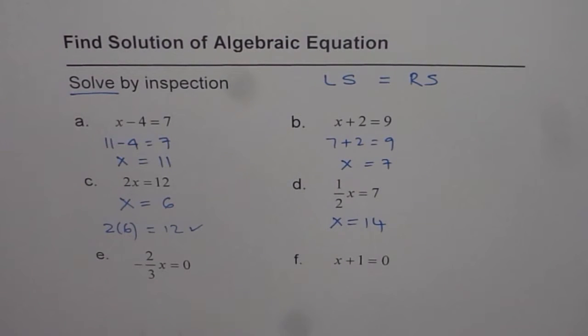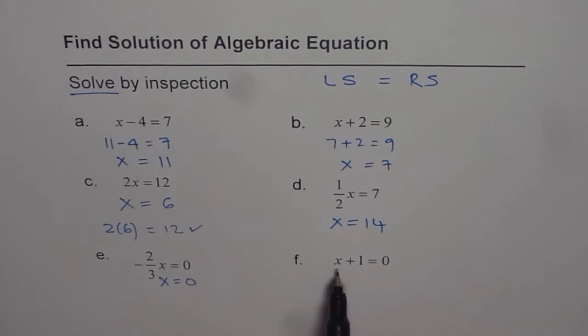Now we have 2 interesting questions. One is minus 2 over 3 x equals to 0. It looks complicated, but you should know anything multiplied by 0 is 0, so x is nothing but 0, correct? So that is what x is. So that is the solution for this equation.